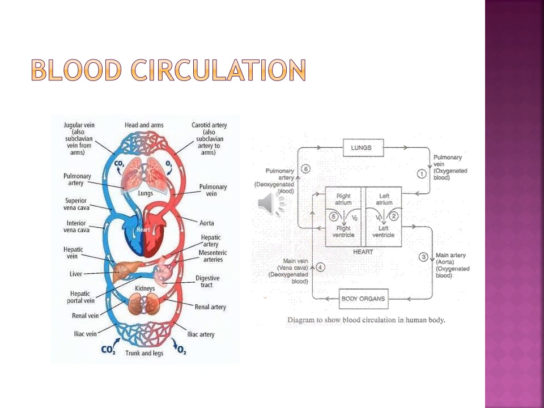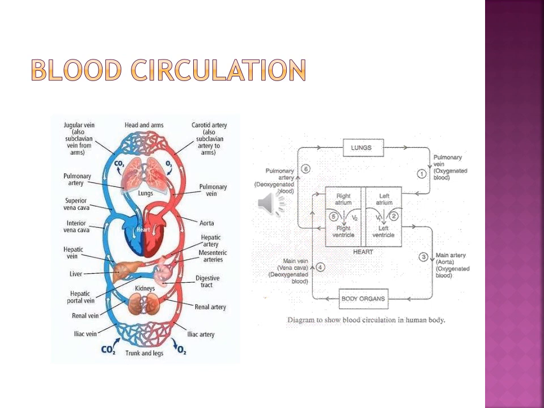The aorta branches into many arteries which supply oxygenated blood to all the organs of the body except the lungs. When oxygenated blood from the arteries passes through the capillaries of the body organs, here these are the capillaries, it gives food and oxygen to the body cells. At the same time, carbon dioxide is also produced as a waste product during respiration and enters the blood through these capillaries, as I told you in previous slides.